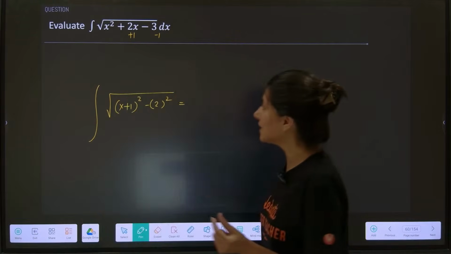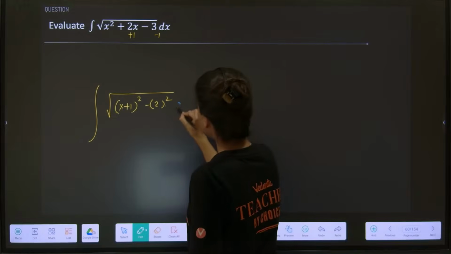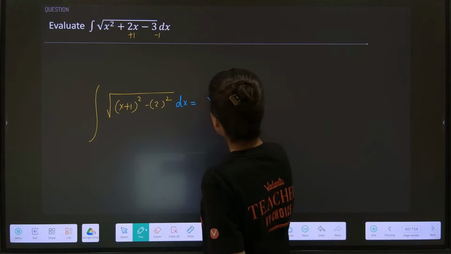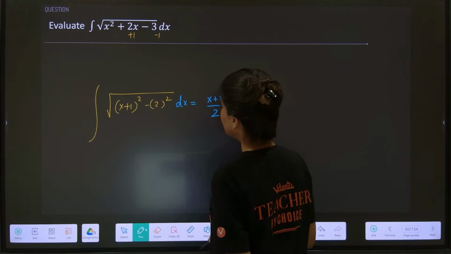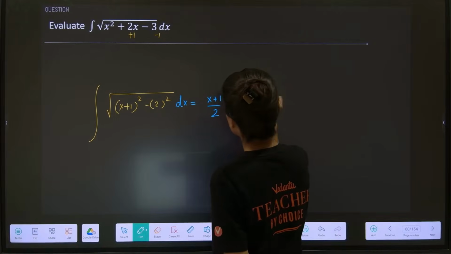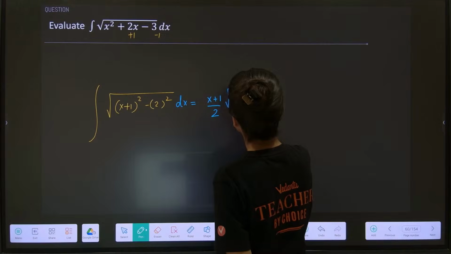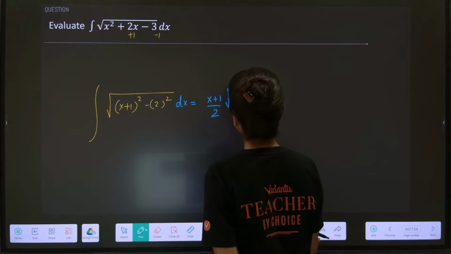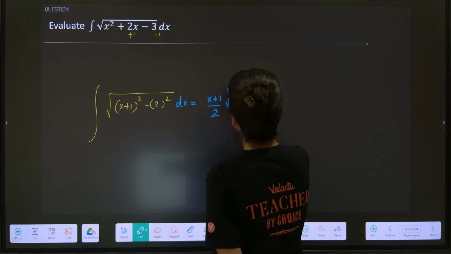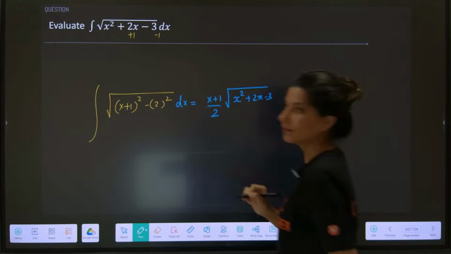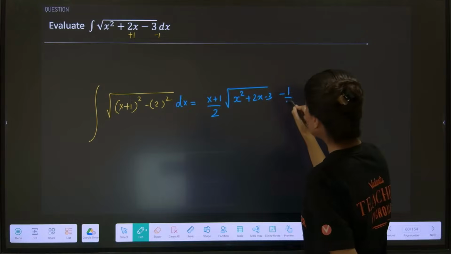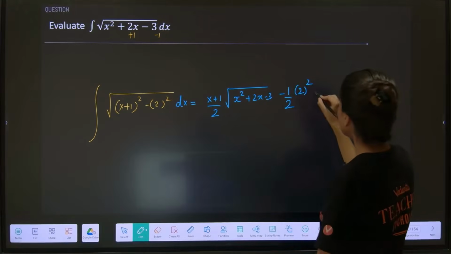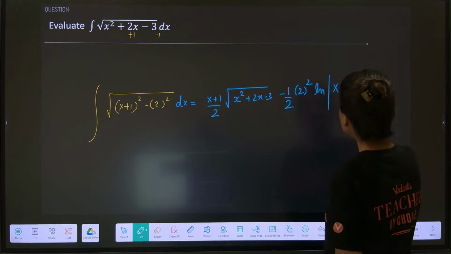So this will be treated same as square root of x square minus a square. It will be x by 2, okay, then copy paste. Or rather write the direct one. Eventually you will solve it only. So x square plus 2x minus 3, minus 1 by 2 a square. And the previous same old formula, log of mod of x plus, copy paste.